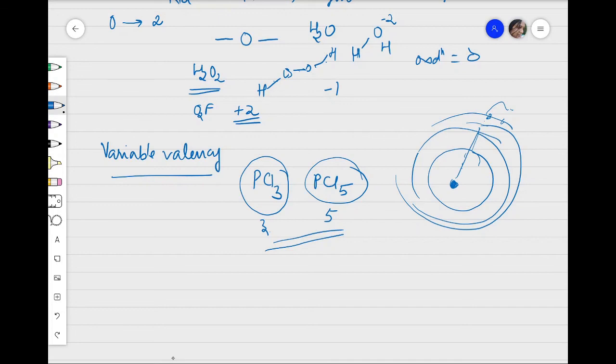Okay, similarly we know there is ferrous oxide FeO, and there is ferric oxide, which we saw a little while ago. In this case you can see valency is 2 here and 3 here. So this is how it is different. This is what we call variable valency.